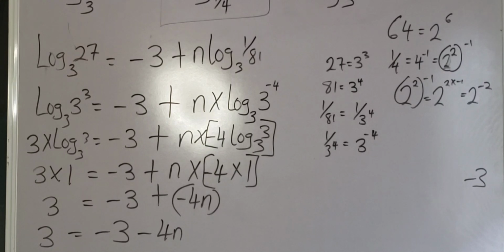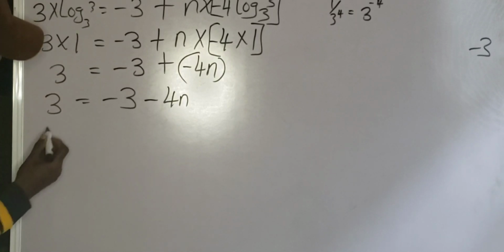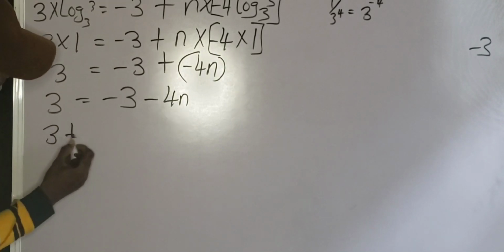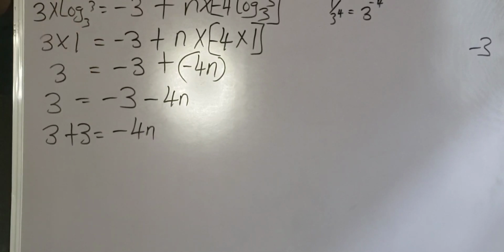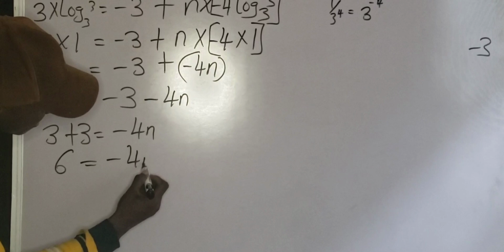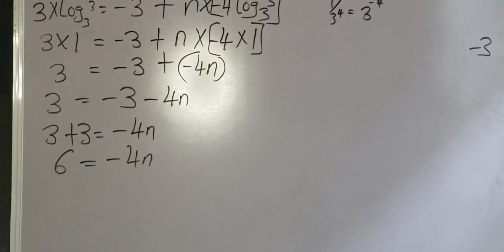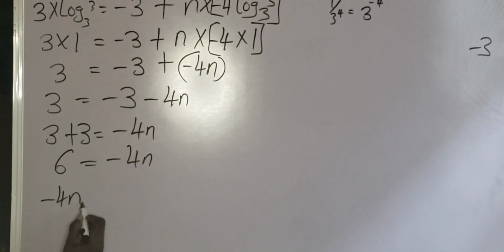If you didn't understand, kindly pause the video and reverse and watch the video again, okay? Collecting like terms, I'm going to have 3 plus 3 is equal to minus 4n. Do you understand? Now, let's proceed. 3 plus 3 is 6. So I'm going to have 6 is equal to minus 4n. You understand? Now, the next step is that I'm going to divide both sides by minus 4, or I should transpose. By transposition, I'm going to have minus 4n is equal to 6.